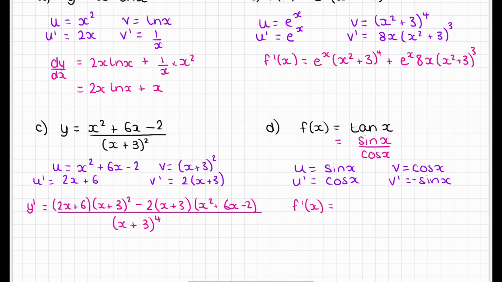Then we can apply the quotient rule, which would be u dash v, so cos x times cos x, which will give us cos squared x, minus sine x times negative sine x, which will end up being a plus sine squared x, all divided by v squared, which would be cos squared x. Now once again, this one we can simplify, and it's recognising that cos squared x plus sine squared x equals 1, the Pythagorean identity. So we can simplify this to 1 over cos squared x. And that is the product and quotient rule.